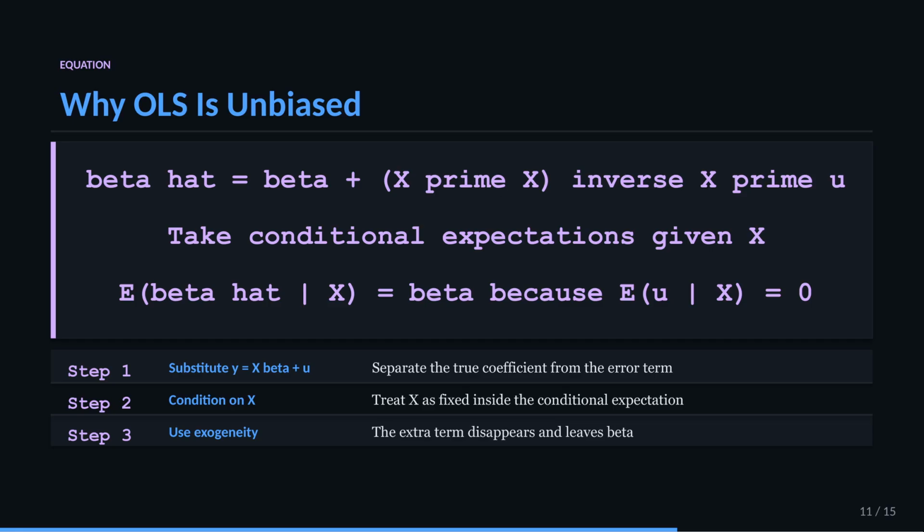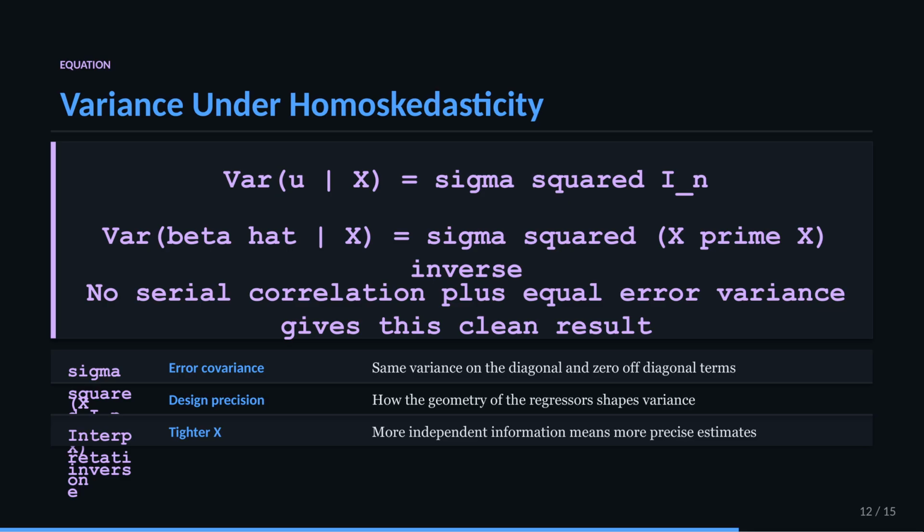Under homoskedasticity and no serial correlation, the error covariance matrix is sigma squared times the identity matrix. Once you plug that into the variance expression for beta hat, everything collapses neatly, and you get var of beta hat given X equals sigma squared times X prime X inverse. Again, same content as before, just cleaner packaging. The precision of OLS depends on the scale of the error variance and on the geometry of the regressor matrix. More independent information in X means a tighter inverse matrix and therefore more precise coefficient estimates.